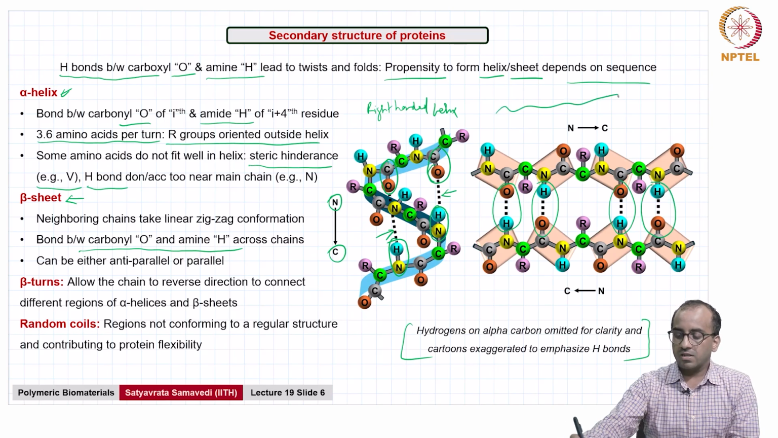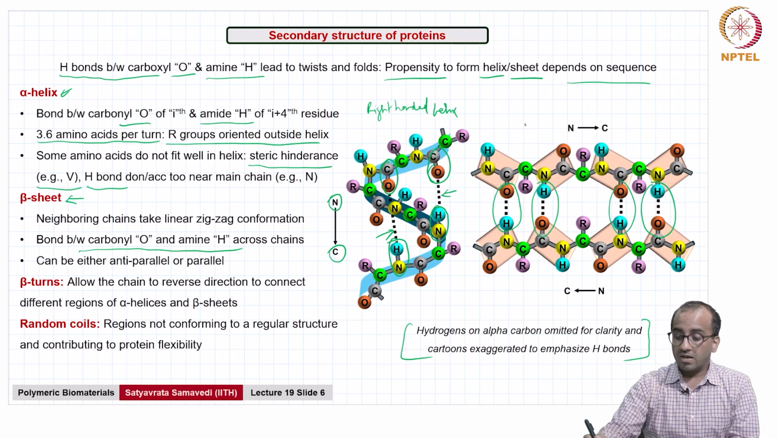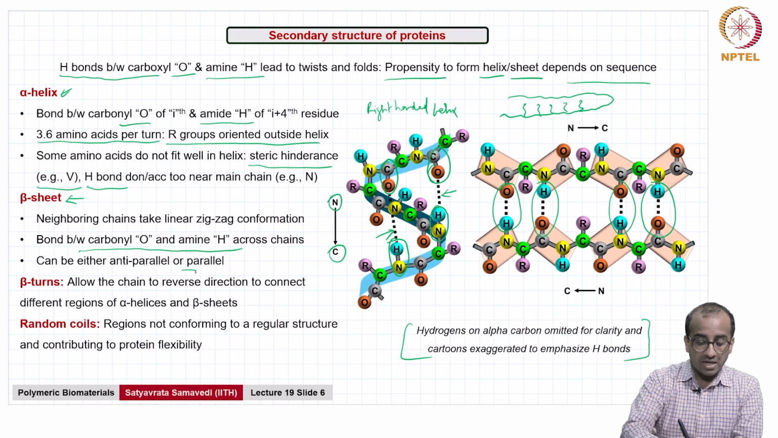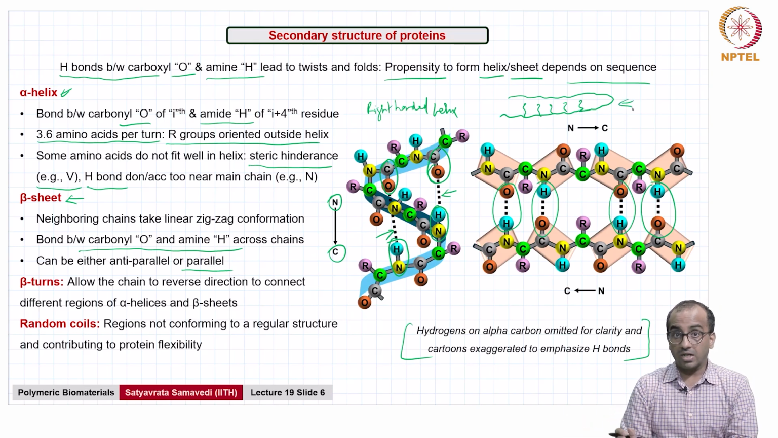You can have a chain that goes like this and goes like this, and you can have hydrogen bonds across the carbonyl O and the amine H across the chains, or you can have a chain that goes like this, makes a 180-degree turn, twists itself and comes like this, and you can have hydrogen bonding between these two. In the former case, that is called a parallel structure. In the latter case, it is called an anti-parallel beta sheet structure, like so.